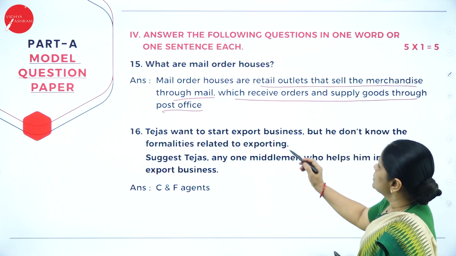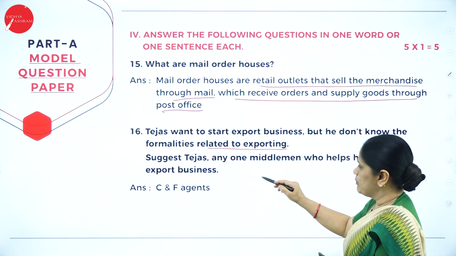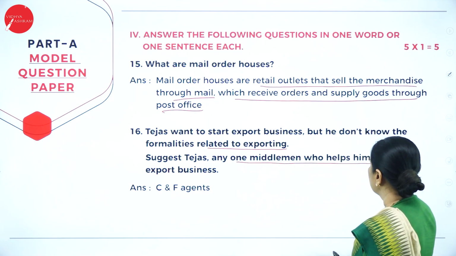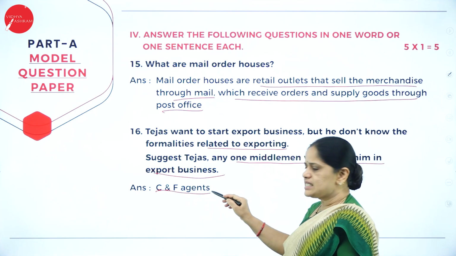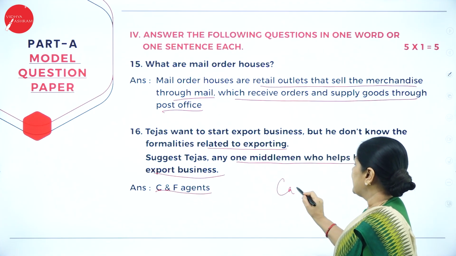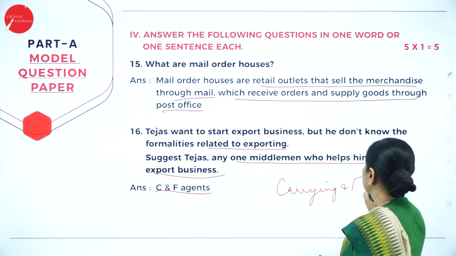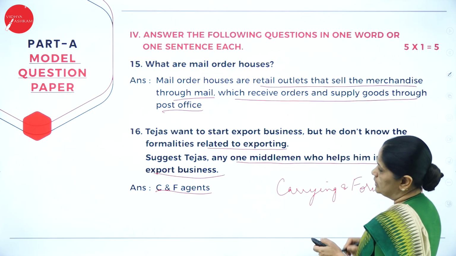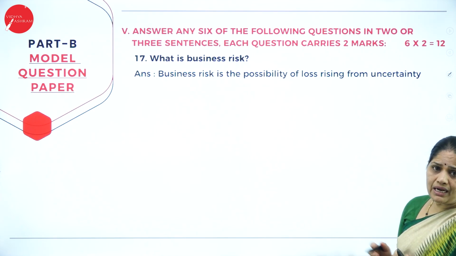So Tejas wants to start export business, but what are the formalities related to exporting? Suggest Tejas any one middleman who helps him in the export business. So this is the C&F agents, the carrying and forwarding agent. So they are the middlemen. Then, there are the 2-mark questions here.